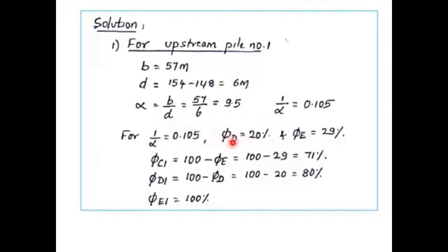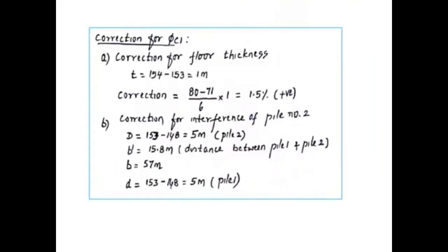So we get directly the value: if you refer to the phi D curve, 20%. If you refer to the phi E curve, we get 29%. Therefore, at point C1 we get 100 minus phi E, which is 71%. Similarly for D1, at the bottom of the pile, we get 100 minus phi D, which is 80%. So that means from 100% it goes to 80% and then reduces to 71%. Here the corrections should be applied.